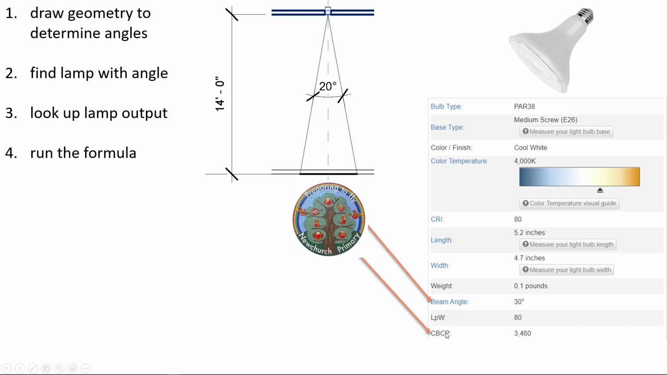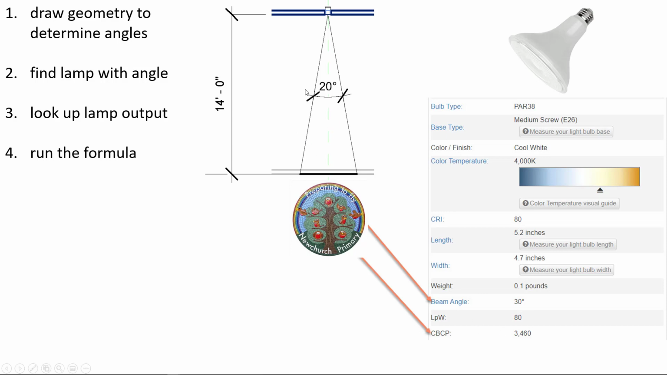Sometimes it will say center beam candle power. In this case, it says CBCP, which happens to mean center beam candle power. I wish they would spell it out. That would make my life better, but you know, you can't get everything. Anyway, now I have all my numbers.